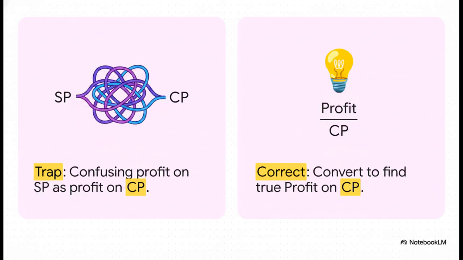And finally, we have the super deceptive profit on selling price wording. The trap here is assuming profit on selling price is the exact same thing as profit on cost price. It is absolutely not. If a problem states the profit is P% on the selling price, you need a specific conversion trick. Your true profit on cost price is P divided by the quantity 100 minus P multiplied by 100. You're going to want to keep this conversion formula handy to demystify that tricky wording instantly.